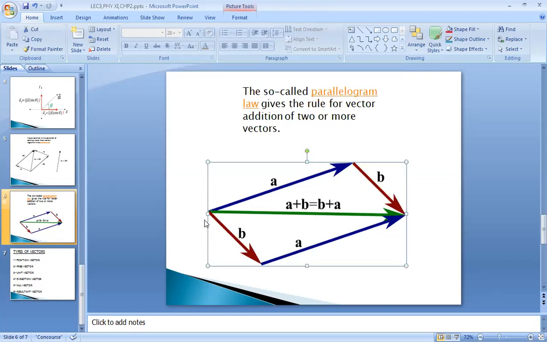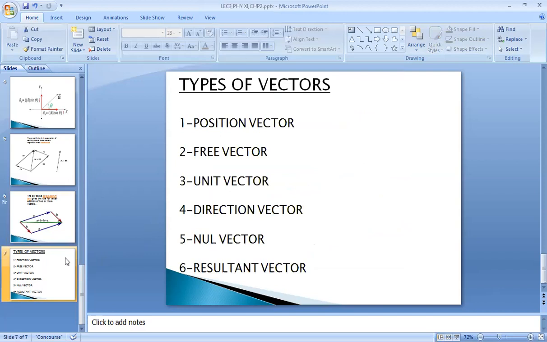Hope you understand the different types of vectors. Every vector is called a position vector. xi plus yj plus zk is a position vector which shows the position in x, y, z direction. Every vector is a free vector: we can draw a vector parallel to each other with the same magnitude and same direction. A vector that has magnitude 1 is called a unit vector, and every direction vector is a unit vector. If the magnitude of a vector is 0, it is a null vector. And the resultant vector I have explained.